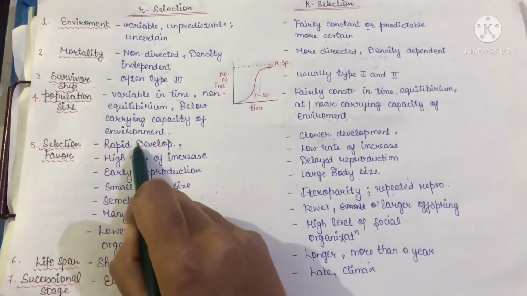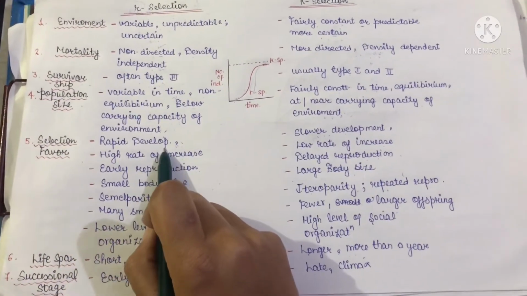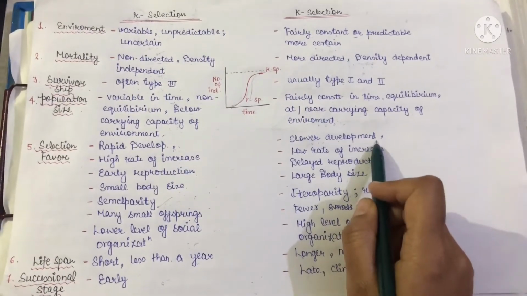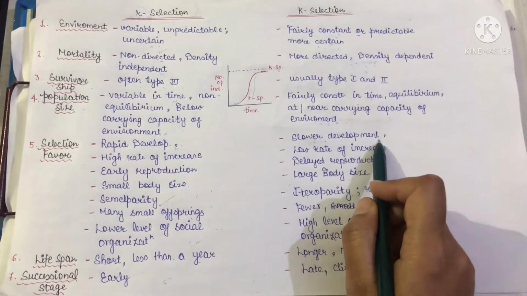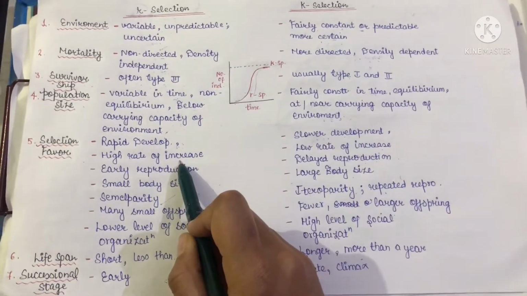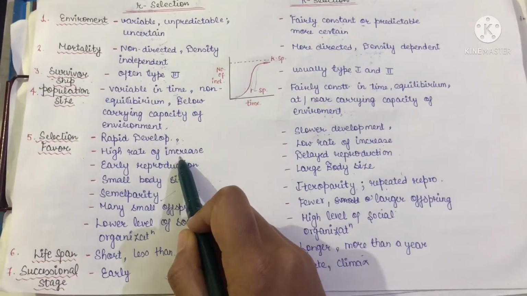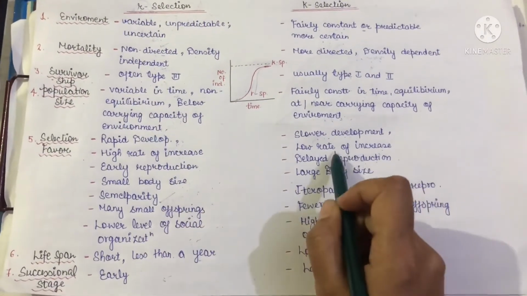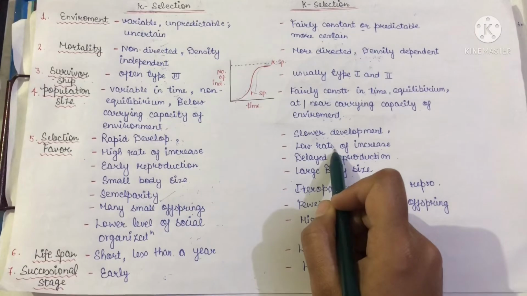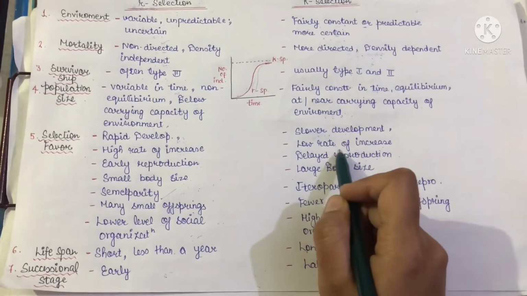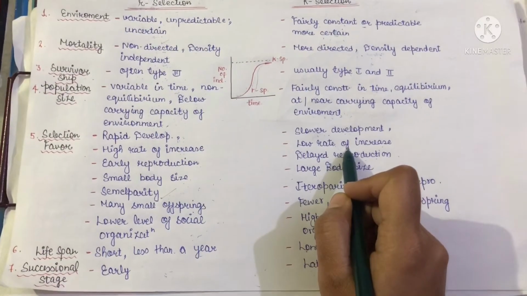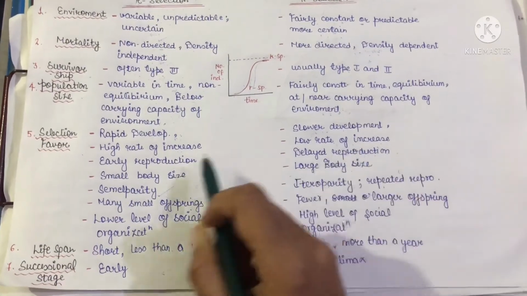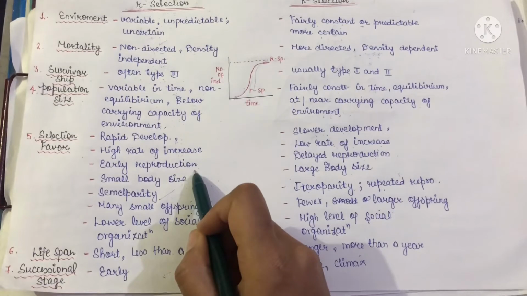So in case of R selected species, they follow rapid development, and in contrast, K selected species follow slower development. Next, it has a high rate of increase. As I already told you, it reproduces many offsprings at a particular time. In contrast, K selected species have a low rate of increase in offsprings, right? And this attains early reproduction, right?